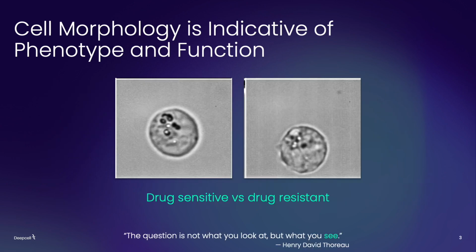But in this case, not so much. Here are two cells, one that is drug sensitive and one that is drug resistant. By eye, it is very difficult to tell them apart. Cell morphology is highly dynamic and complex, and analyzing morphology by eye can only tell us so much. And so this demonstrates the strong need for a more quantitative, high-dimensional, unbounded approach to assessing cell morphology.